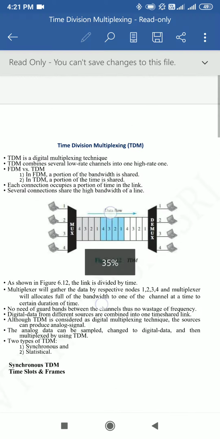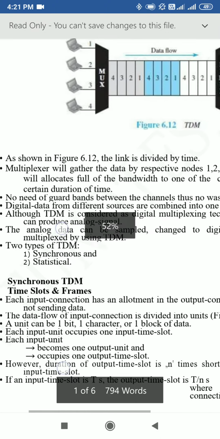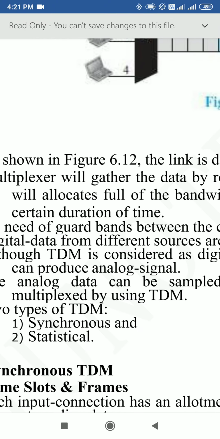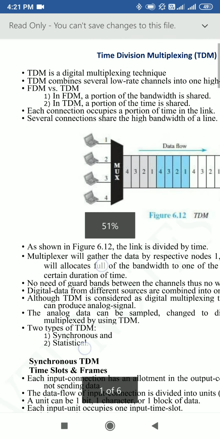Now, in TDM, mainly we have 2 types. Here you can see synchronous TDM and statistical TDM. Statistical TDM we can also call asynchronous. So there are 2 types, synchronous TDM and asynchronous TDM. Another name for asynchronous TDM is the statistical TDM. Now we'll see about synchronous TDM.